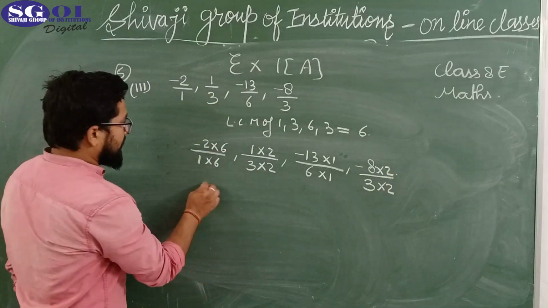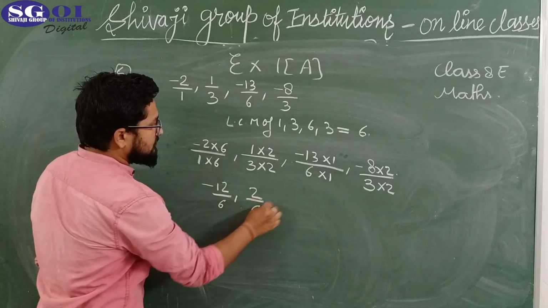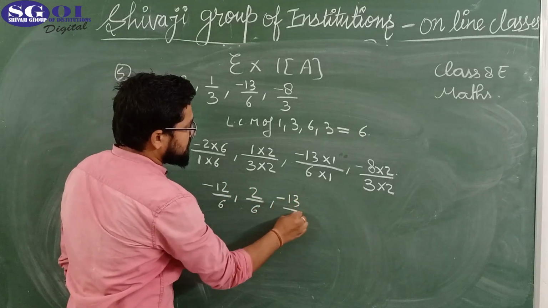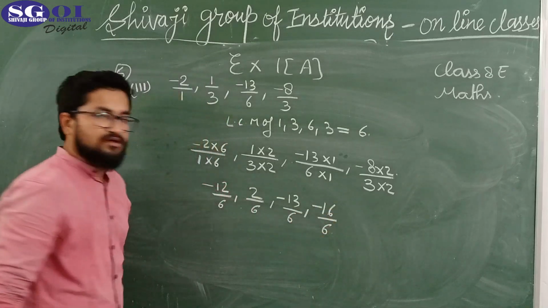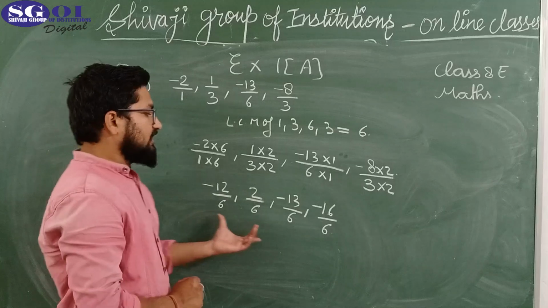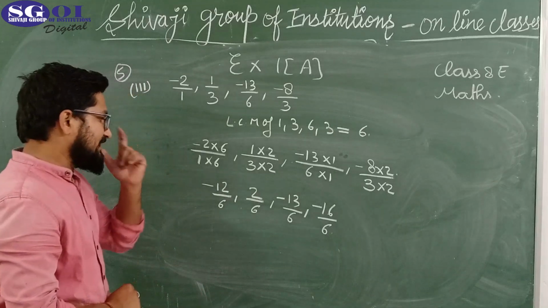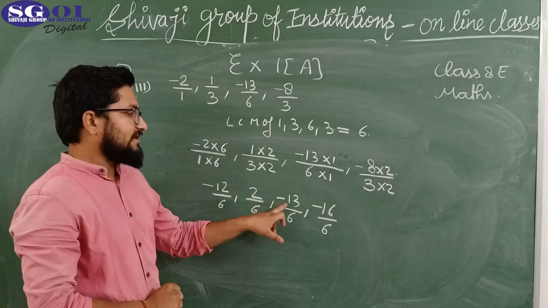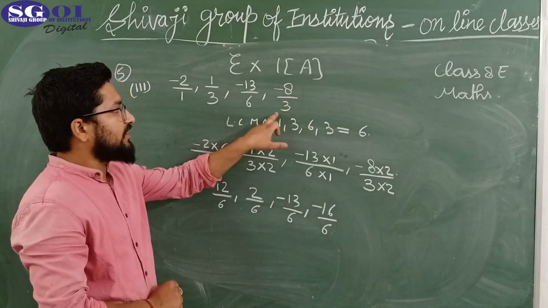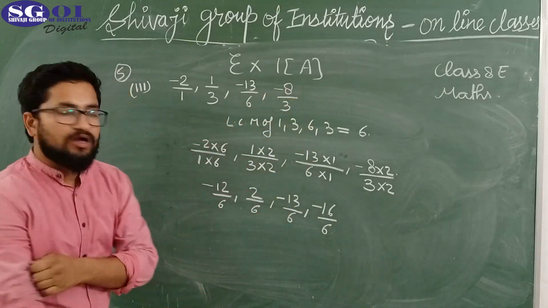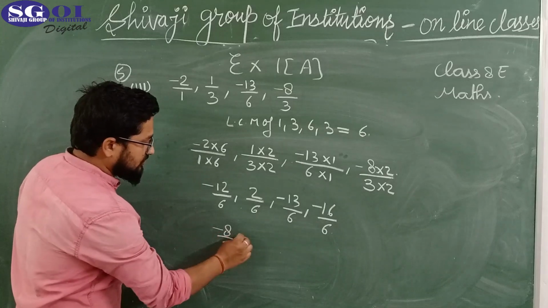This will give us -12 upon 6. This will give us 2 upon 6. This is -13 upon 6 and this last one is -16 upon 6. Okay. Now you have to compare the given rational numbers and arrange them into ascending order. So we can clearly see सबसे छोटी वैल्यू कौन सी है -16. Okay. So we can clearly say कि यह जो होगा corresponding rational number ये सबसे छोटा होगा. We will be writing -8 upon 3 सबसे छोटा rational number है.